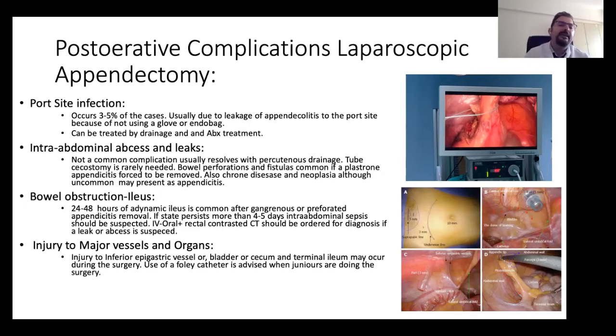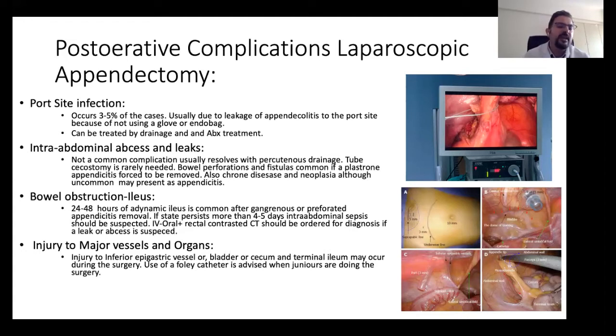And leaks after appendectomy are not common, but it can happen if you have a more advanced case, which is going to be a plastron appendicitis or a perforated appendicitis. Then if you have a leak, you should always drain it. And in advanced leaks you can use a tube tracheostomy if it's needed. You can control the leak, or you might need an ileostomy, but it is usually not necessary most of the time.